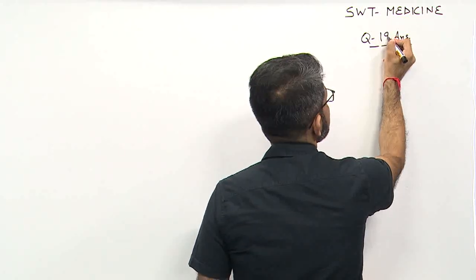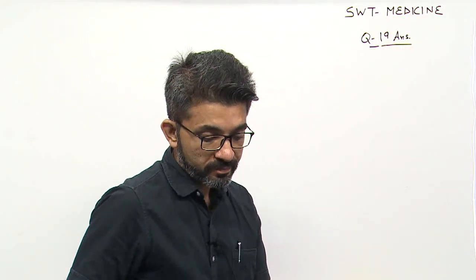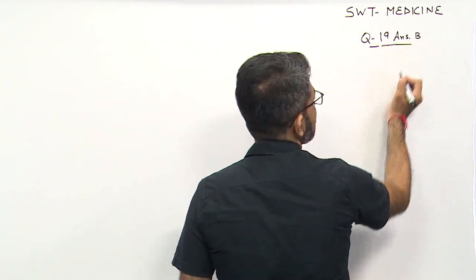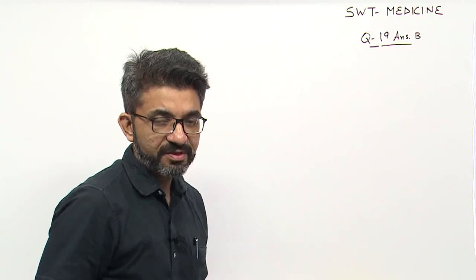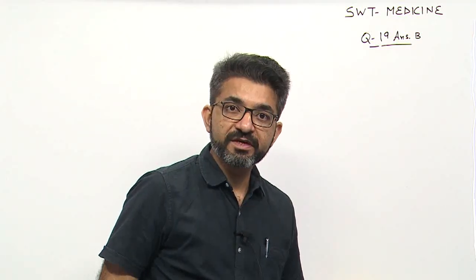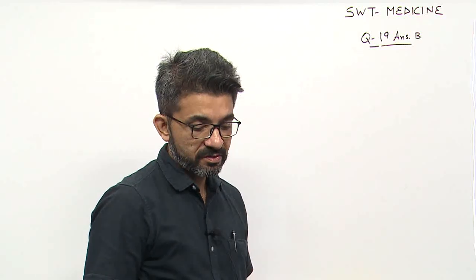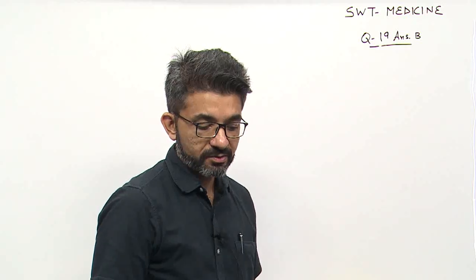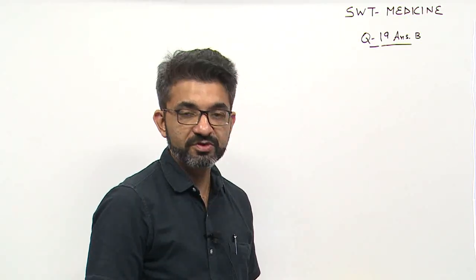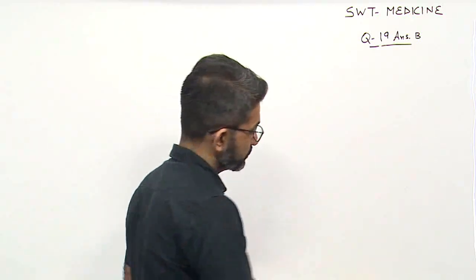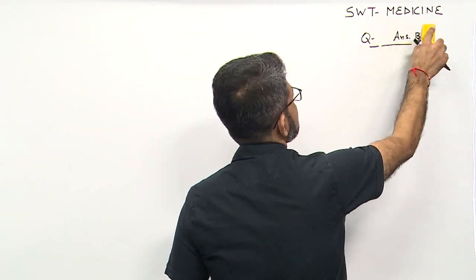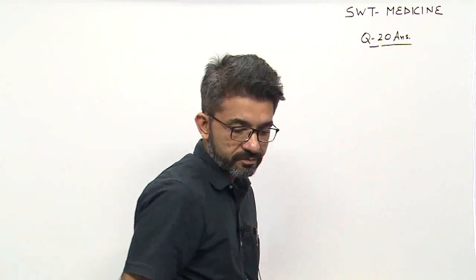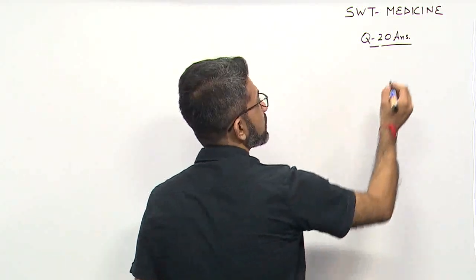Question number 19. Answer is B. Again, it is a self-explanatory question: the patient has non-productive cough, weight loss, hemoptysis, grade 3 clubbing and a shadow in X-ray. So, the most likely diagnosis is non-small cell carcinoma lung. Question number 20. The answer is A.